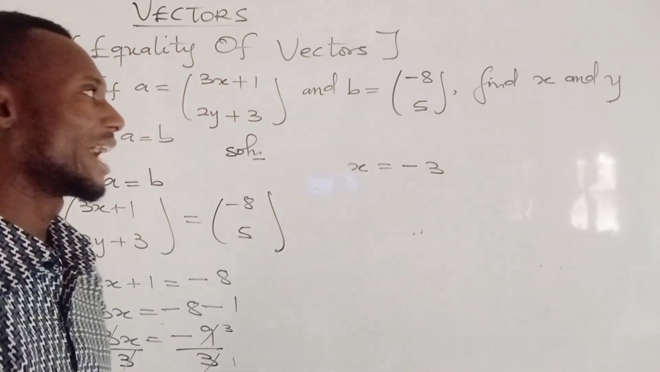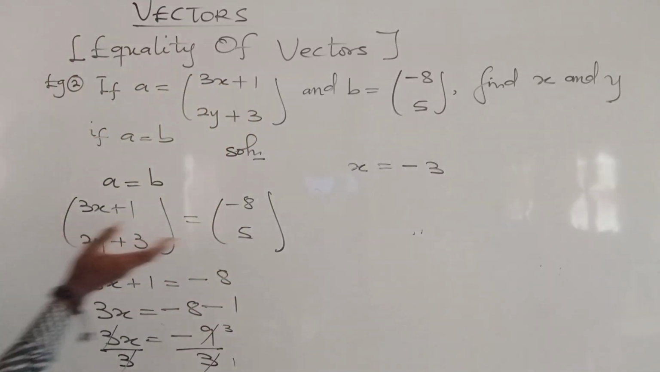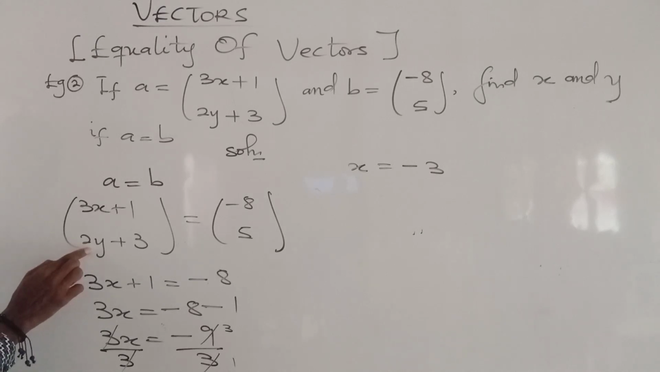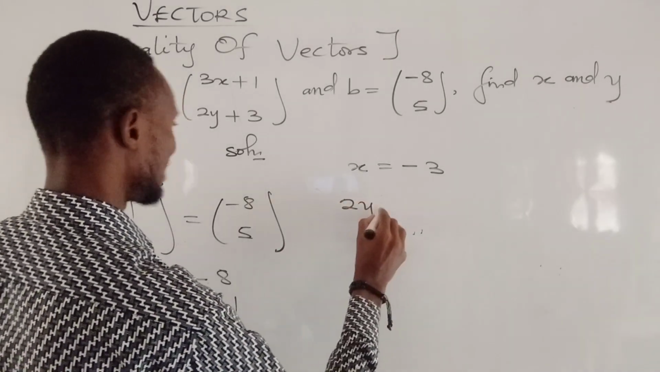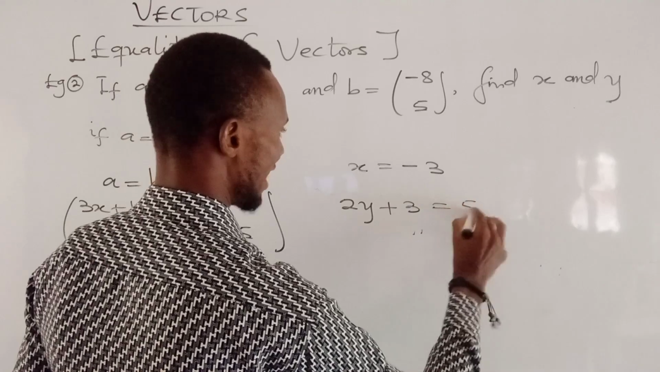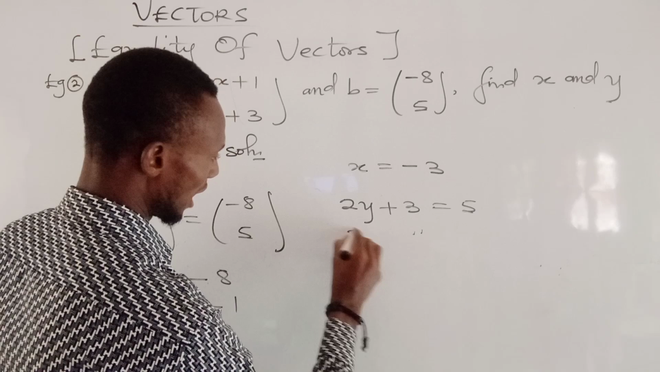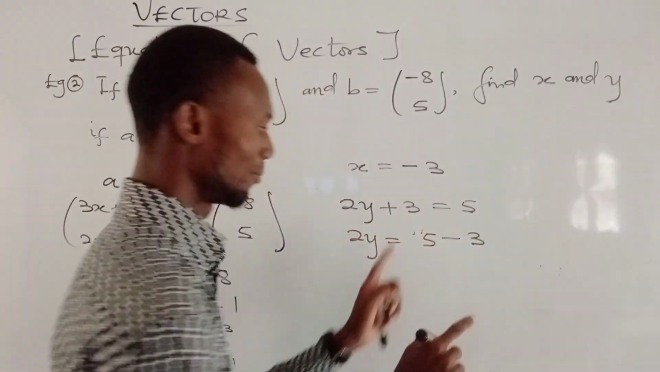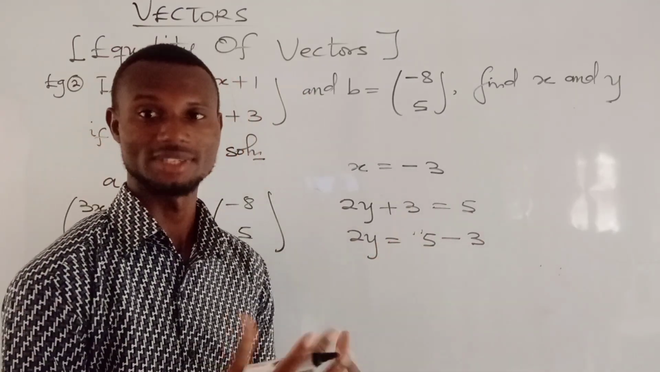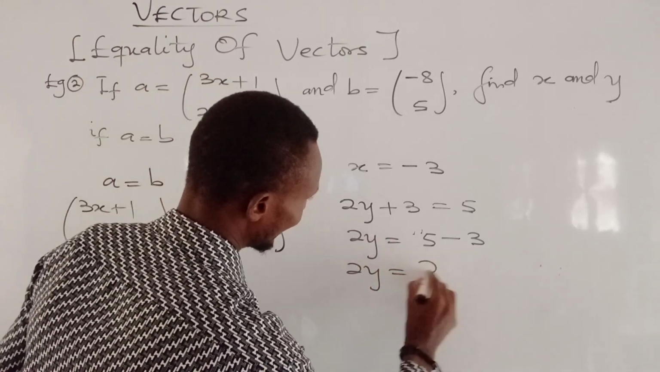Now let's go ahead and solve for y as well. We are going to equate the bottom components as well. So I'll take my 2y plus 3 equals 5, and I'm going to solve for y. So my 2y plus 3 equals 5. This becomes a simple linear equation to solve for y. I'll maintain my 2y here equals 5 minus 3, because it's positive here, when you cross the equal sign, it becomes negative. So I have 2y equals 5 minus 3, which gives 2.